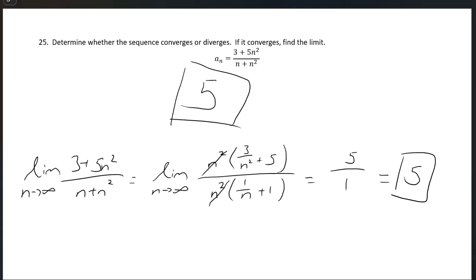Okay, you should be able to quickly eyeball these rational function looking type sequences. You will need to do them a lot in the future series sections.